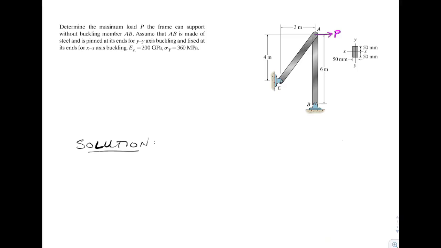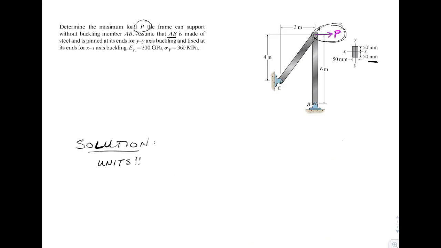So an example now is to determine the load P, where load P is an applied external load on the structure. And we're going to assume that AB is made of steel. And so what's the maximum load P such that the frame doesn't buckle? So a couple things to jump out at us is that we need to deal with units in these problems.